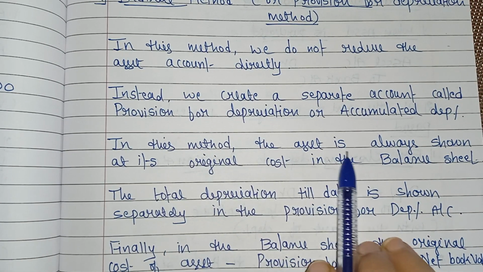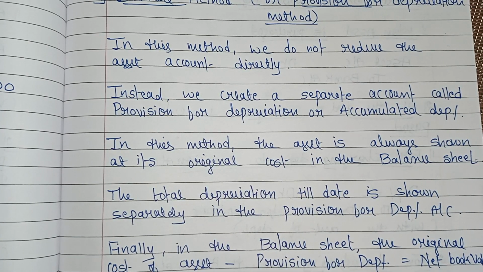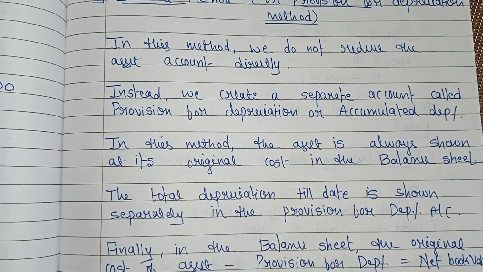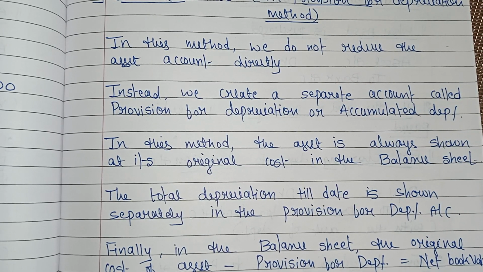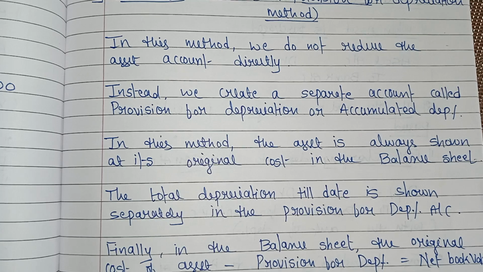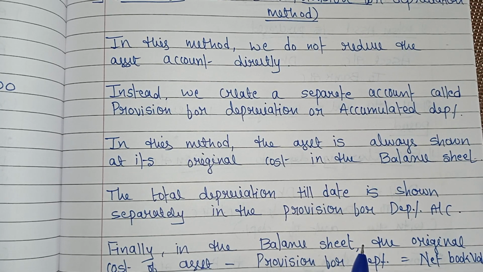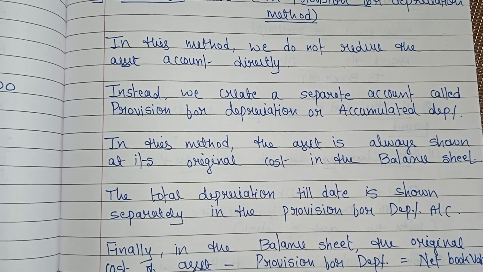In this method the asset is always shown at its original cost in the balance sheet. Clear? So the total depreciation till date is shown separately in the provision for depreciation account. Finally, in the balance sheet, the original cost of the asset minus provision for depreciation equals the net book value. So in the balance sheet we have to write down the net book value, that is the cost of the asset minus provision for depreciation.